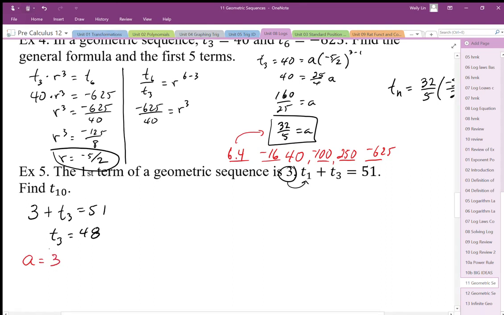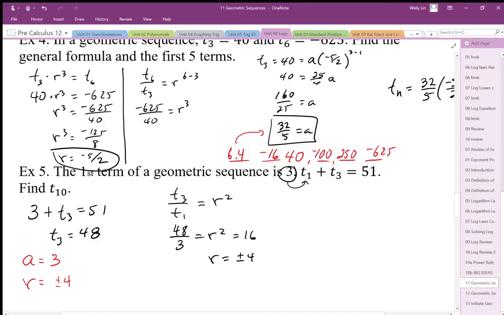I also need to know the R value. I have T3 and I have T1. I know that T3 divided by T1 is going to be R squared, because there are 2 R's between those two terms. T3 is 48 and T1 is 3, so R squared must be equal to 16. That means that R is equal to plus or minus 4. So I'll write down that R is equal to plus or minus 4.